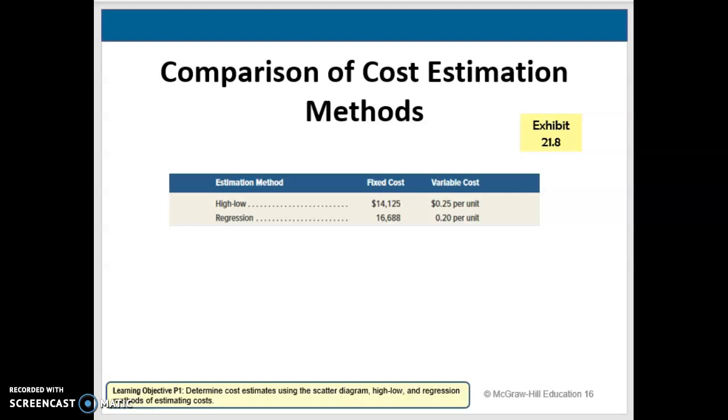Alright, when we're comparing the cost estimation methods, we're looking at the high-low. We have a fixed cost of 14,125 and a variable cost of 25 cents per unit. The example they gave here, regression, gives us a fixed cost of 16,688 and 20 cents per unit. Our scatter diagram had a fixed cost of 17,000. So we can compare them to see where we're at.